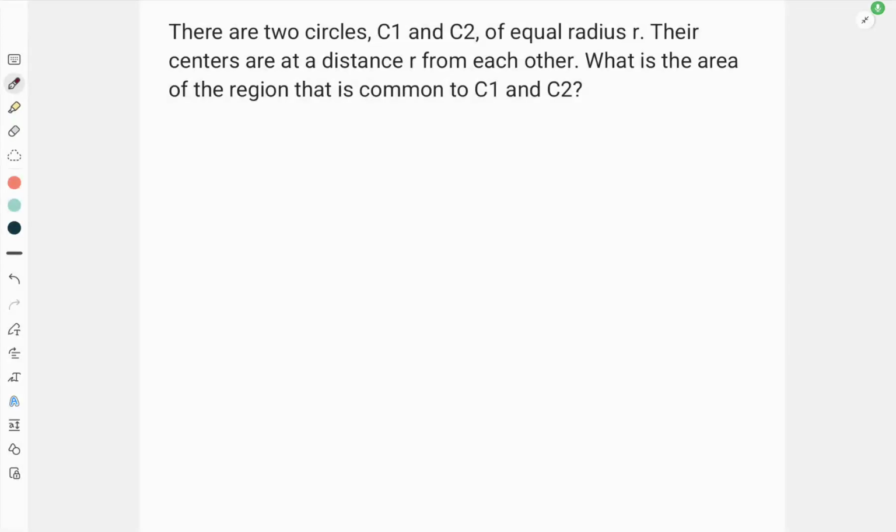Right. So this is a part of a series of geometry problems that I'm planning to talk about in the next few videos. It says there are two circles C1 and C2 of equal radius r. Their centers are at a distance r from each other. What is the area of the region that is common to C1 and C2? So let's draw a picture and that will probably clarify things for us.